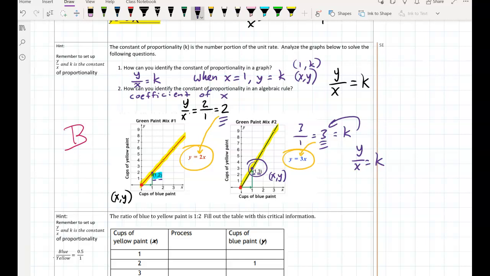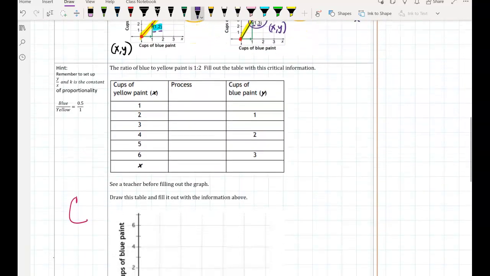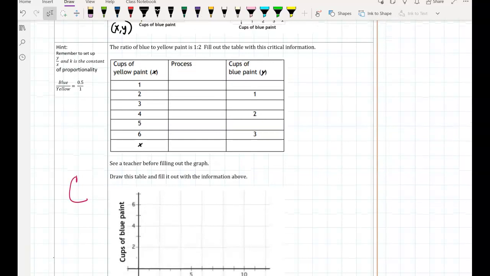All right, next question. Here we go. This says the ratio of blue to yellow paint is 1 to 2. And we need to fill out this table with this critical information. Now you'll notice that yellow is no longer the y. It is now the x. And the blue is now the y.